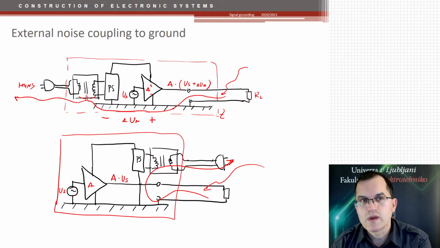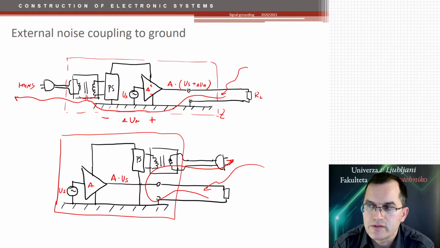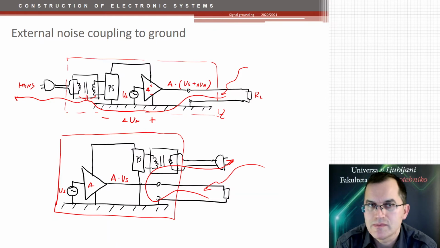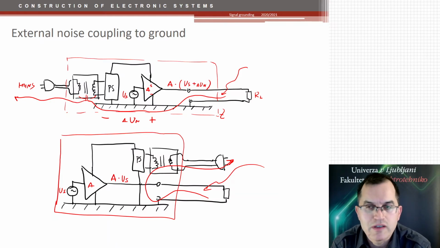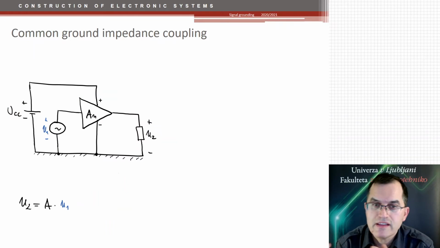Okay, so what we can conclude from here is that by careful placing and routing of the signal, keeping the sensitive parts away from the noisy parts, we can get rid of the main noise coupling problems because of the common impedance of the ground. What else? That's another example.